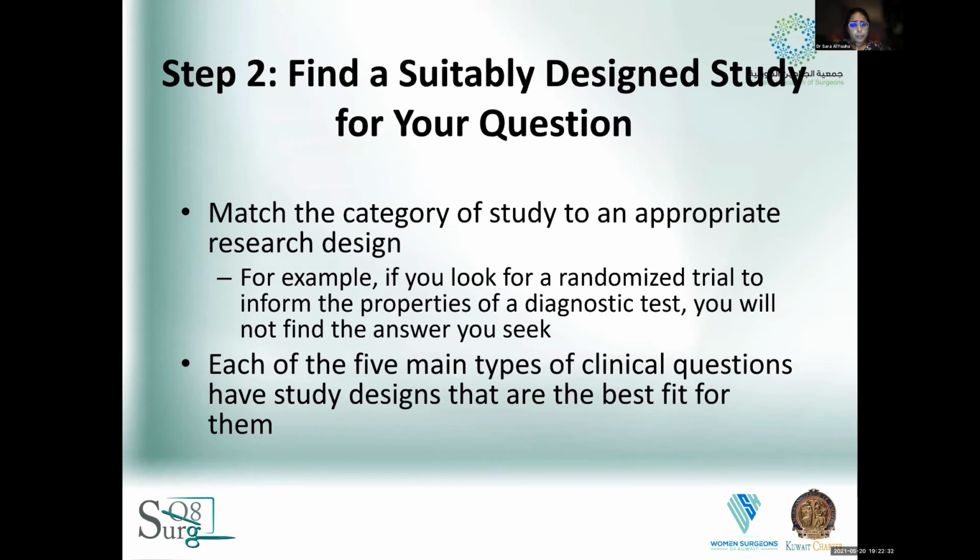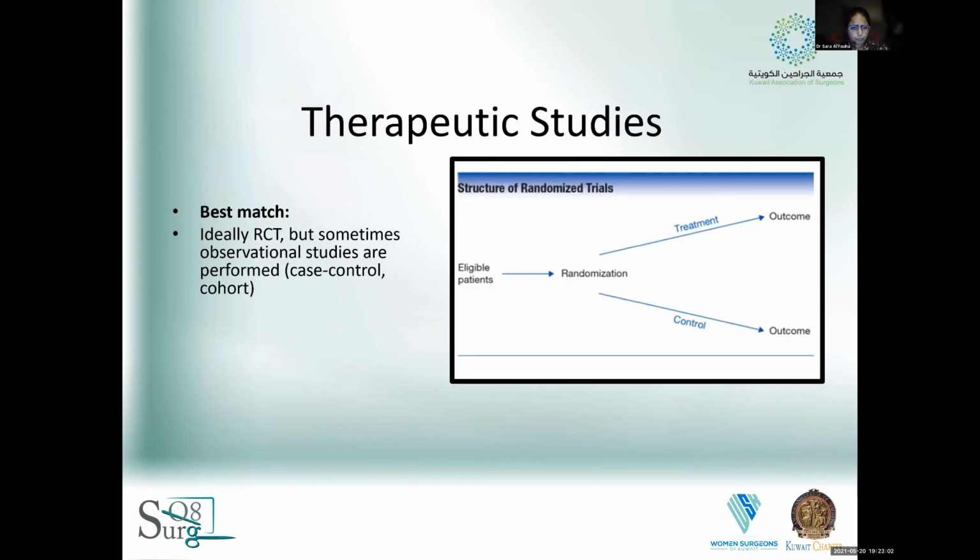And why is this important? Why do we need to match a study to a specific research design? Basically, if you use the wrong design for the wrong question, then it doesn't really work. So for example, if you look for a randomized trial to inform you of the properties of a diagnostics test, you just won't find the answers you seek. And that's one of the first things we use to determine internal validity. So each of the 5 main types of clinical questions have study designs that are a best fit for them, and I'll just go through them briefly.